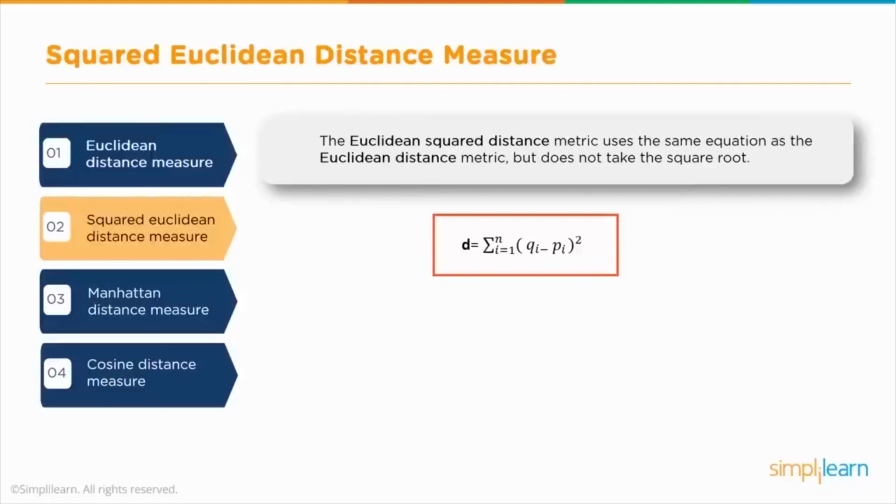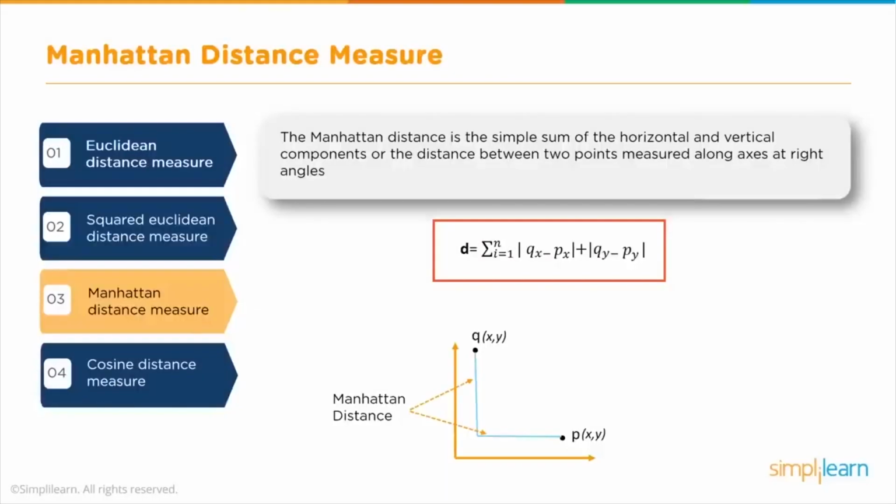What is the squared Euclidean distance measure? It's nothing but the square of the Euclidean distance, as the name suggests. So instead of taking the square root, we leave the square as it is. And then we have Manhattan distance measure. In case of Manhattan distance, it is the sum of the distances across the x-axis and the y-axis. And note that we are taking the absolute value so that the negative values don't come into play. So that is the Manhattan distance measure.